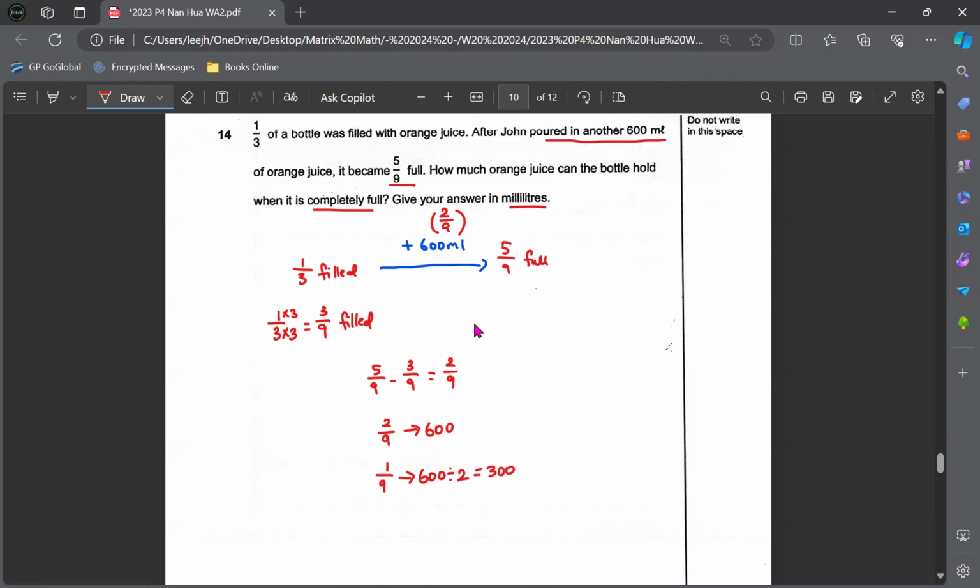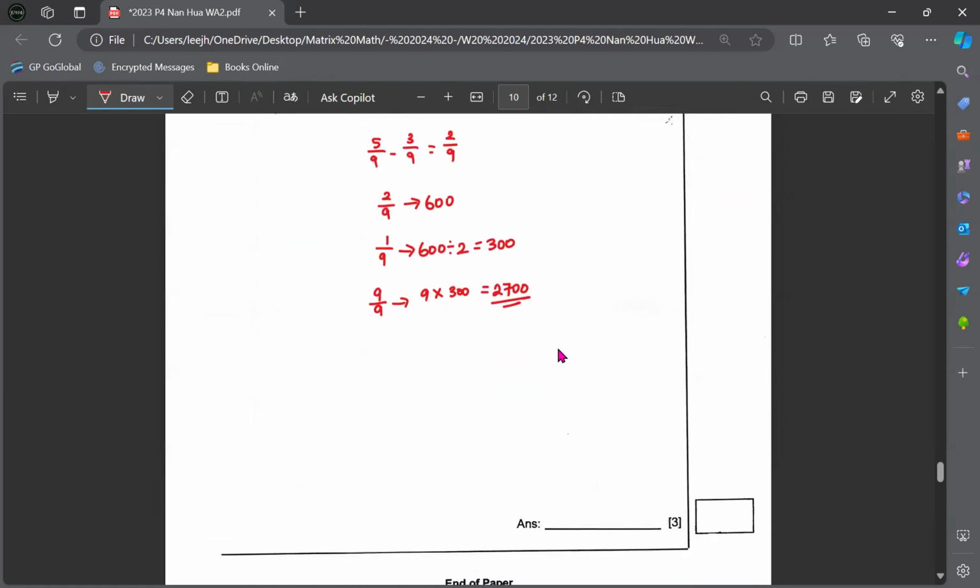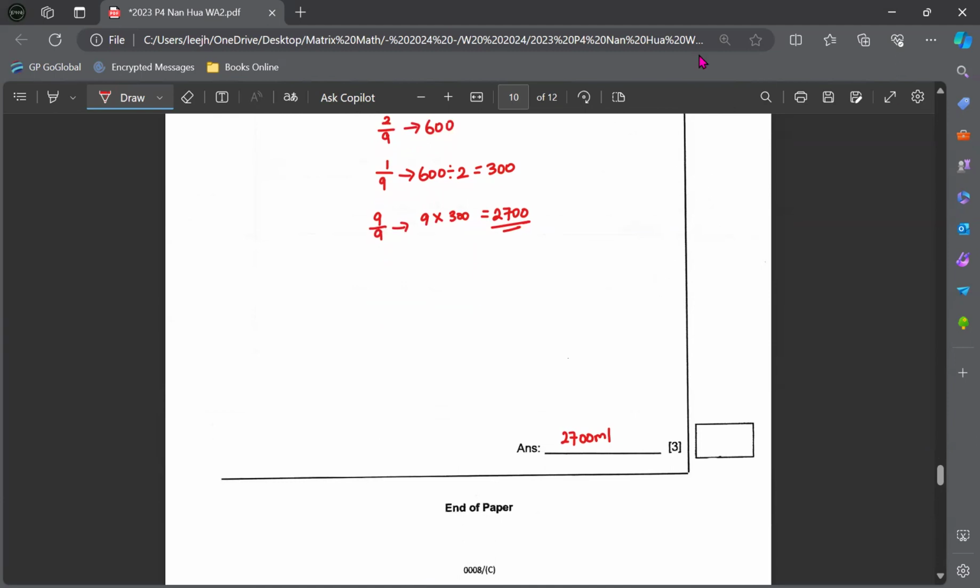So I want to know how much orange juice can the bottle hold when it is completely full. When it's completely full means we are looking at the fraction of 1 whole. 1 whole will be 9 over 9. So we take 9 times 300 or 300 times 9. 2,700. So give your answer in milliliters, which means you don't need to convert to liters and ml. So your answer is 2,700 ml. Must write the unit. Okay, then that's the end of the exam paper review.